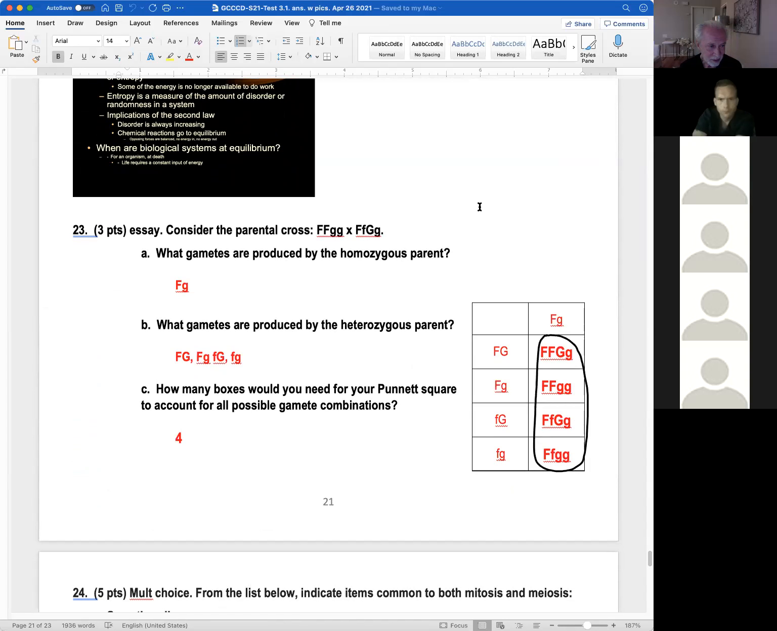Okay, another inheritance problem. What you're given here is very simple: a parent that's homozygous at 2 loci and one that is heterozygous at both loci.